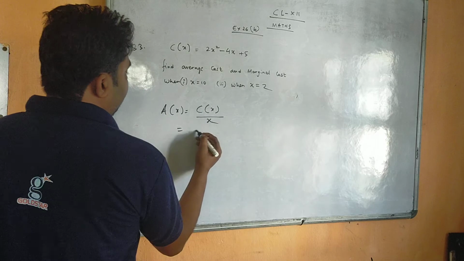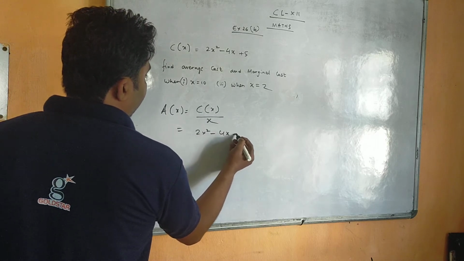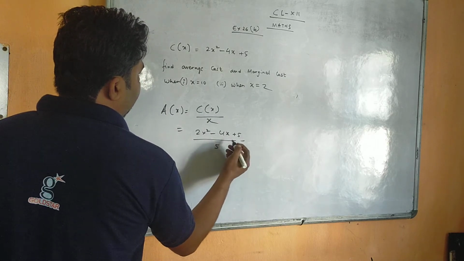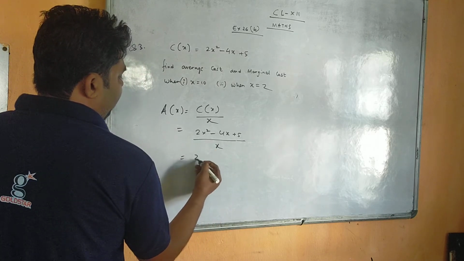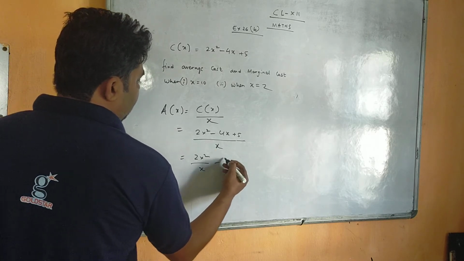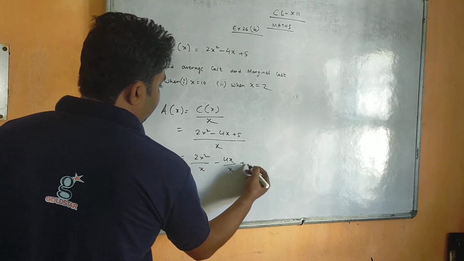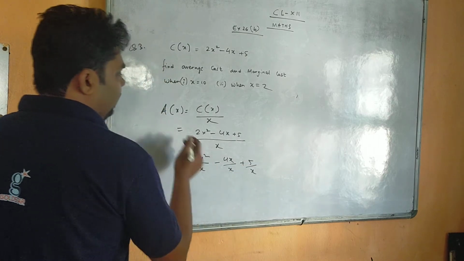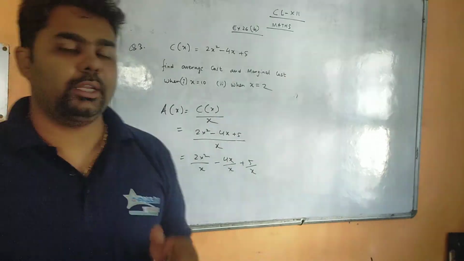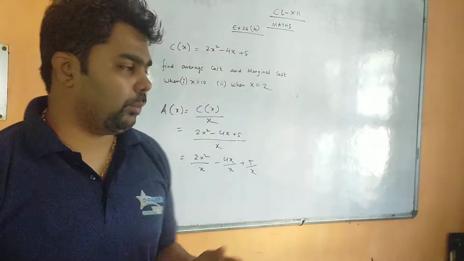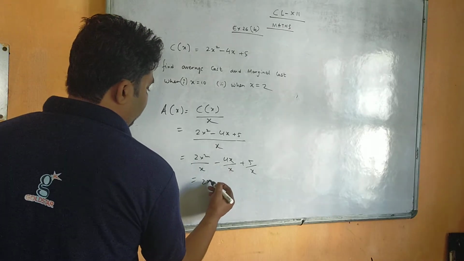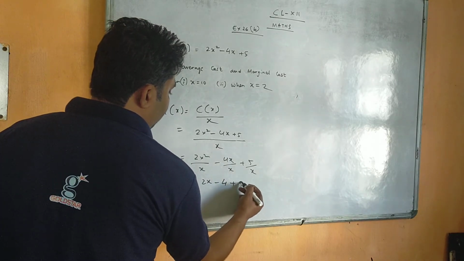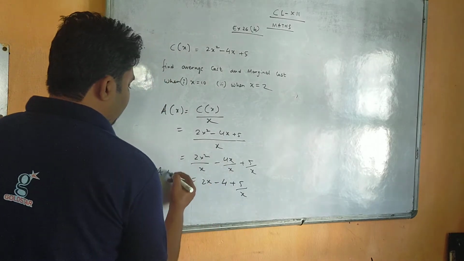That means what is our C(x)? That is 2x squared minus 4x plus 5 in total, divided by x, right? Now each and every term, if I divide 2x squared by x, minus 4x by x, plus 5 by x. In the numerator we have a trinomial and in the denominator we have a monomial, so we will be dividing each and every term. If we cancel, we will get 2x minus 4 plus 5 by x, right? So this is the average cost.